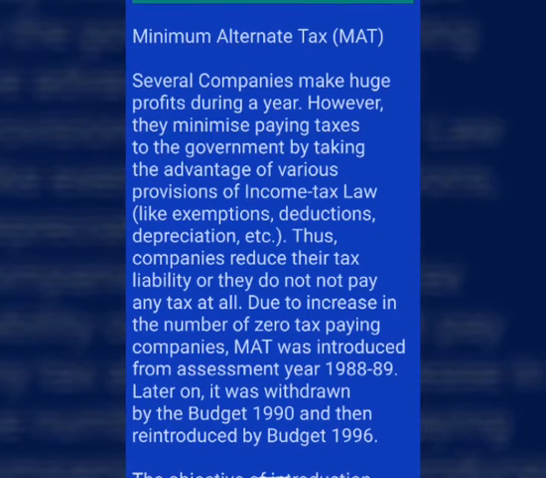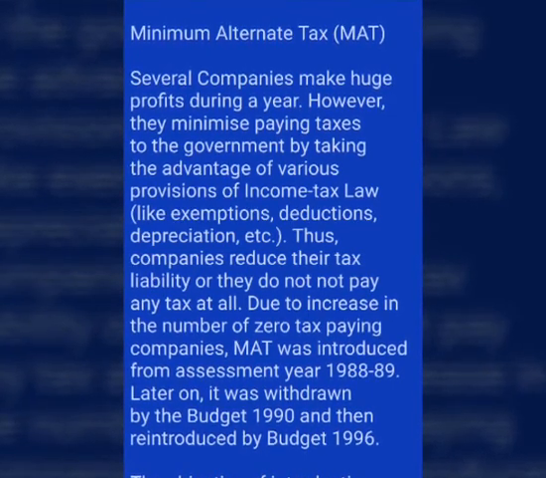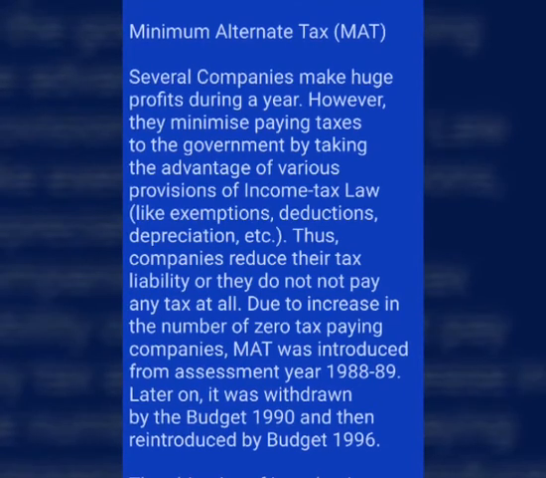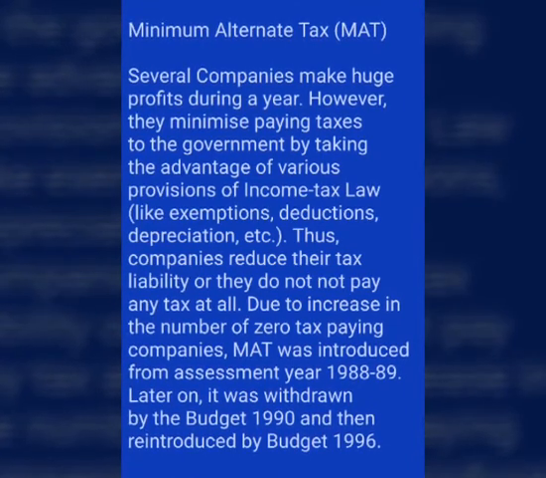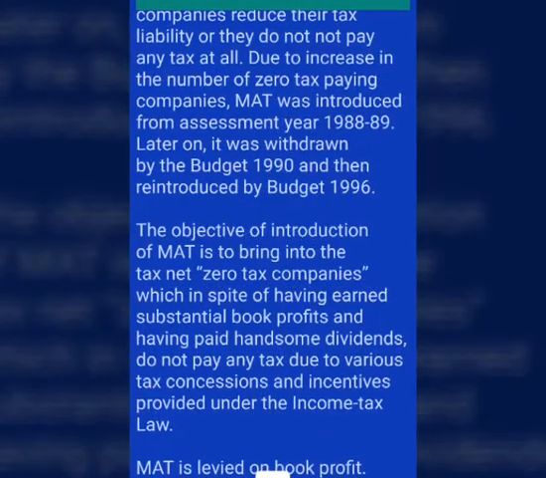Minimum alternate tax, MAT. Several companies make huge profits during a year. However, they minimize paying taxes to the government by taking the advantage of various provisions of income tax law, like exemptions, deductions, depreciation, etc.